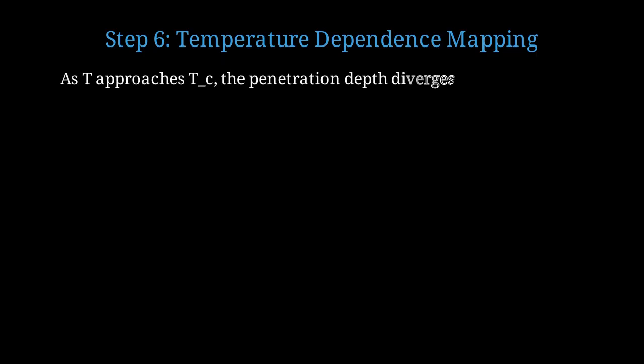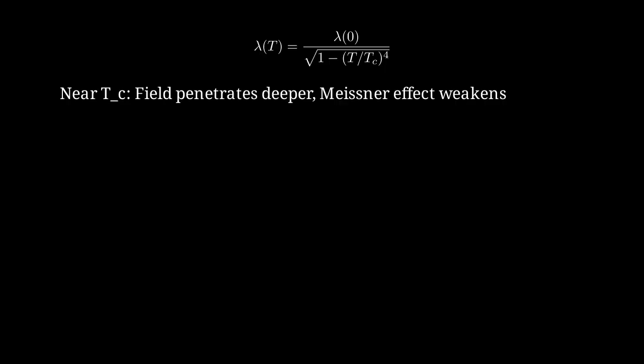As the temperature approaches the critical temperature Tc from below, the London penetration depth increases dramatically. It diverges at Tc. The temperature dependence is approximately lambda of T equals lambda of 0 over the square root of 1 minus the quantity T over Tc to the fourth power. This is an empirical formula that works well for many superconductors. Near the critical temperature, the superconducting carrier density decreases, so the field penetrates deeper. The Meissner effect weakens as we approach Tc.